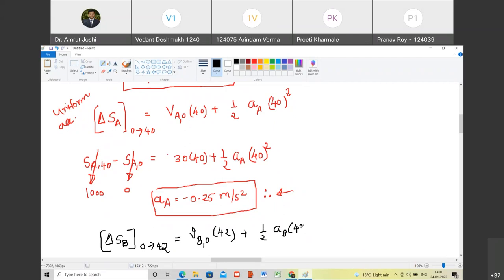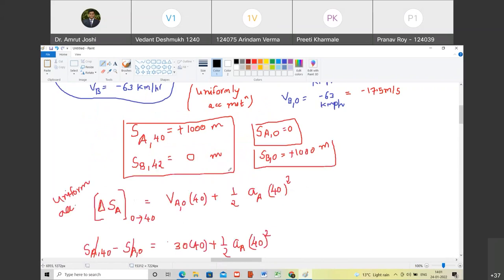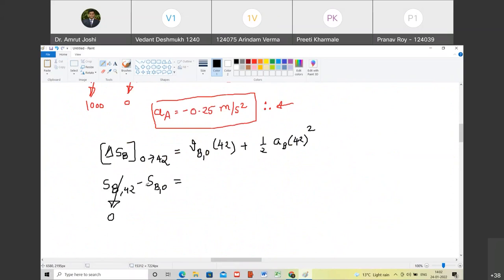Now, can you find the change in position of car B? So SB at 42 minus SB at 0 must be equal to this. What is SB at 42? The position is 0. And what is SB at 0? Plus 1000. So on the left hand side you are going to have minus 1000. And on the right hand side, what is the velocity of car B at time t equal to 0? Minus 17.5. Are you with me? So it is minus 17.5 into 42 plus half acceleration of B into 42 square. Can you tell me the value of AB?